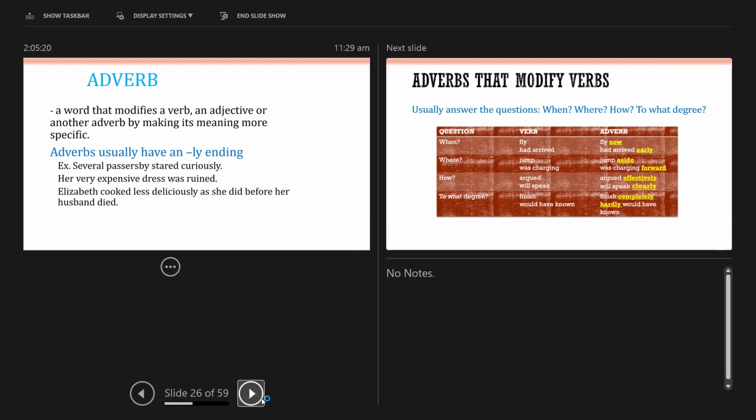So, Elizabeth cooked. The verb here is cooked. How did she cook? Less deliciously. So, can you see how the adverbs actually change the meaning or the tone? Right? Elizabeth cooked less. Pwede namang Elizabeth cooked before her husband died. Iba na yung meaning nun. Bago daw mamatay yung husband niya, nakapagluto pa si Elizabeth. Pero yung structure na to, it wants to focus on the fact na hindi na siya kasing sarap magluto nung buhay pa yung asawa niya.